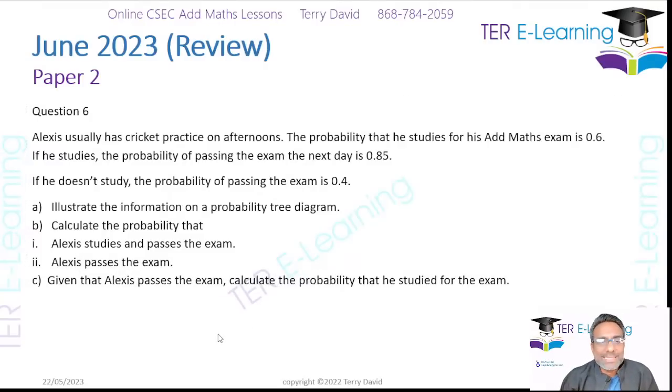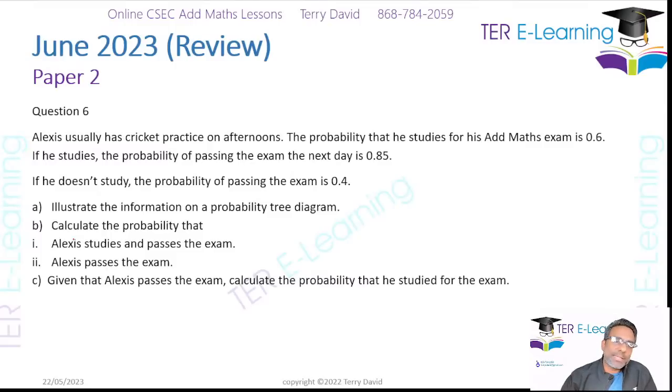All right, so Alexis usually has cricket practice on afternoons. The probability that he studies for his ADMATS exam is 0.6. If he studies, the probability of passing the exam the next day is 0.85. If he doesn't study, the probability of passing the exam is 0.4. So there's a strong correlation between studying and actually passing the exam.